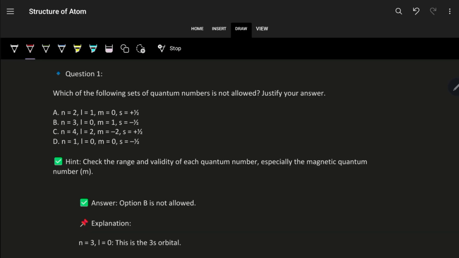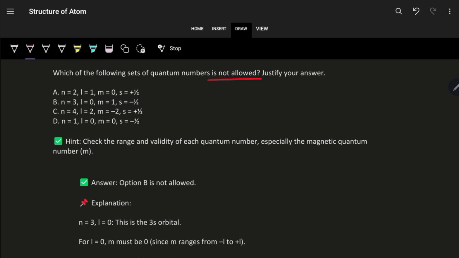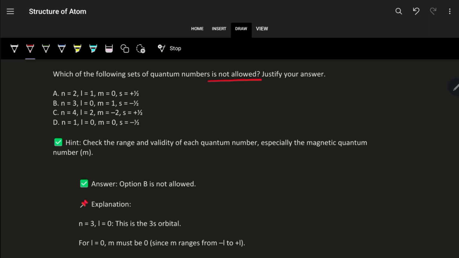So next, there is a question over here that I have put for you. Which of the following sets of quantum numbers is not allowed? Justify. Now, not allowed means you have to check with which principle? Pauli's exclusion principle. From there, you have to see whether there is any quantum number out of the 4 which is the same or not. Okay. Now let us check what it is.